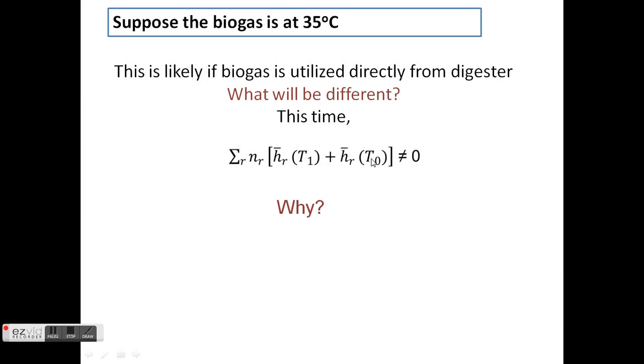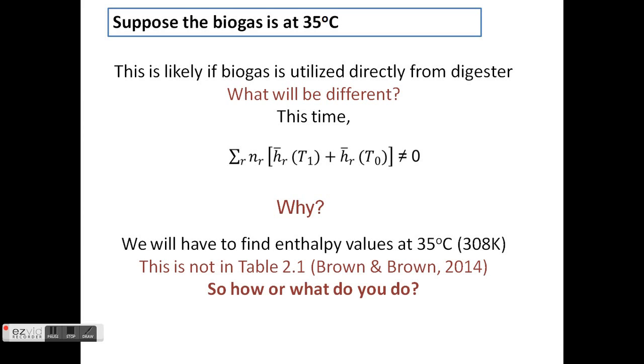So if you recall the chart I was showing, we had 3 charts there. So you see the chart to the right of those 3 charts will be depicting our new condition where T1 is different from T0. Well, that's the same chart Brown has in his textbook. Now the thing is that we don't have enthalpy values for 35 degrees, which is 308 K. So what do we do?